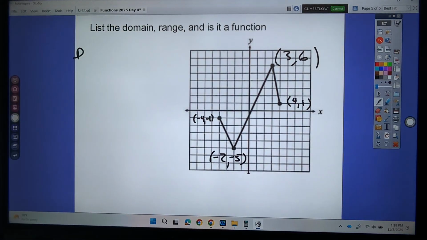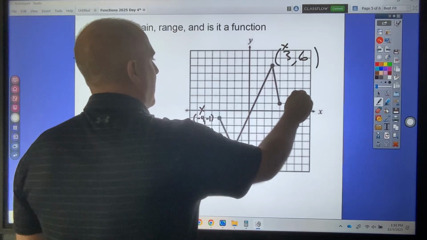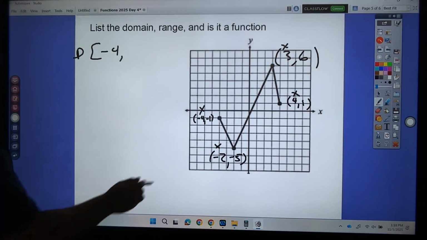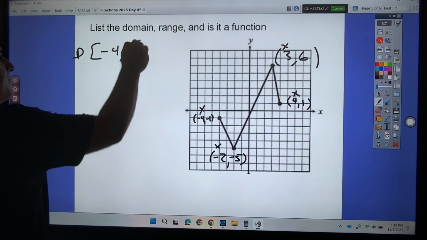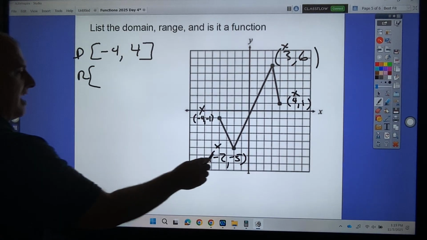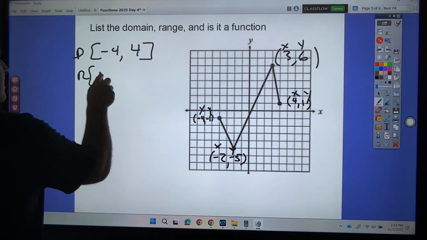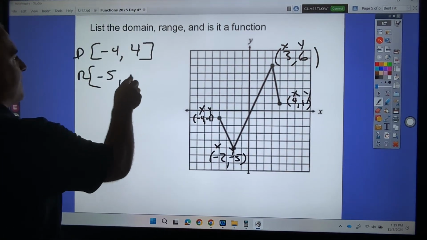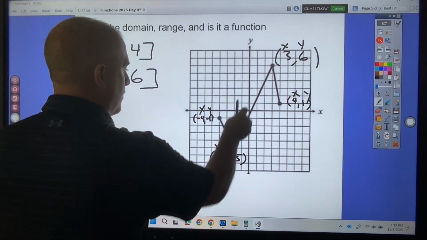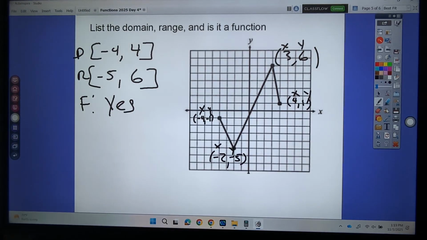Okay. All right. So my domain is what is my smallest of these x values? Well, my smallest x value is -4. My biggest x value is +4. So that is my domain. My range is smallest y value. So the smallest y value out of here is -5. The biggest y value is 6. Now, is this a function? Well, anytime I make a vertical line, it only passes through once. So this would be yes.